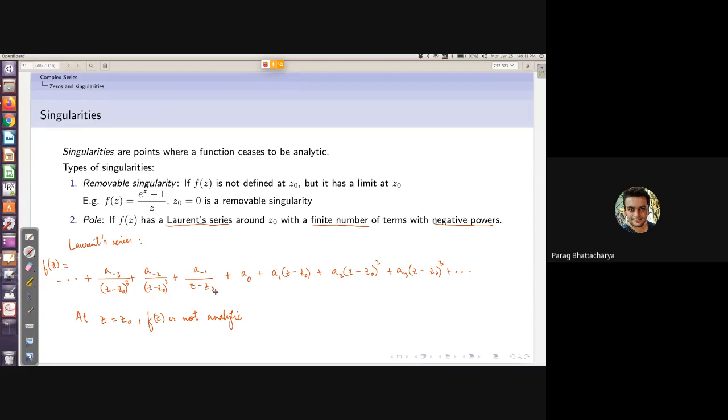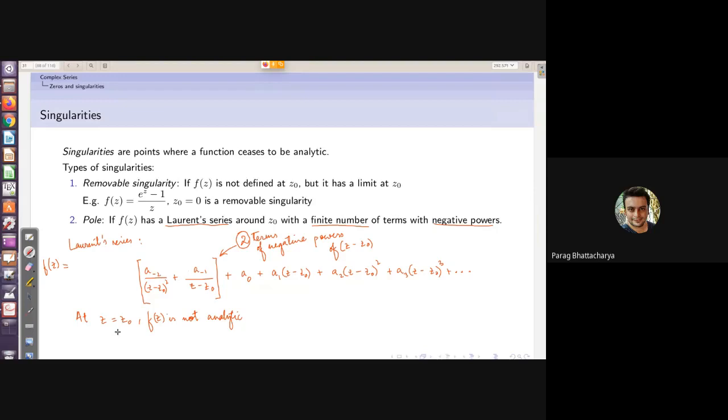Now here, how many positive power terms do we have? We have an infinite number of positive power terms, and an infinite number of negative power terms. If it happens that all the higher negative powers vanish, and we get something like this, then how many negative powers do we have? These are the only negative power terms, right? That means it has two terms of negative powers of z minus z naught. So the number of terms is two.